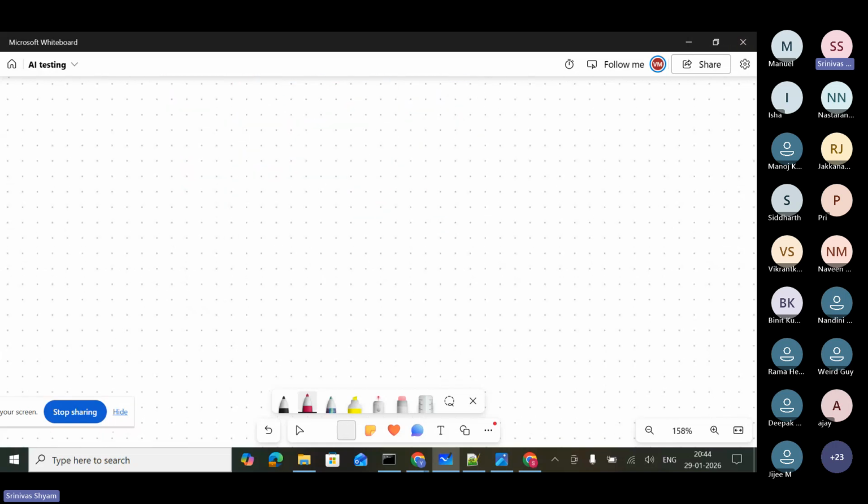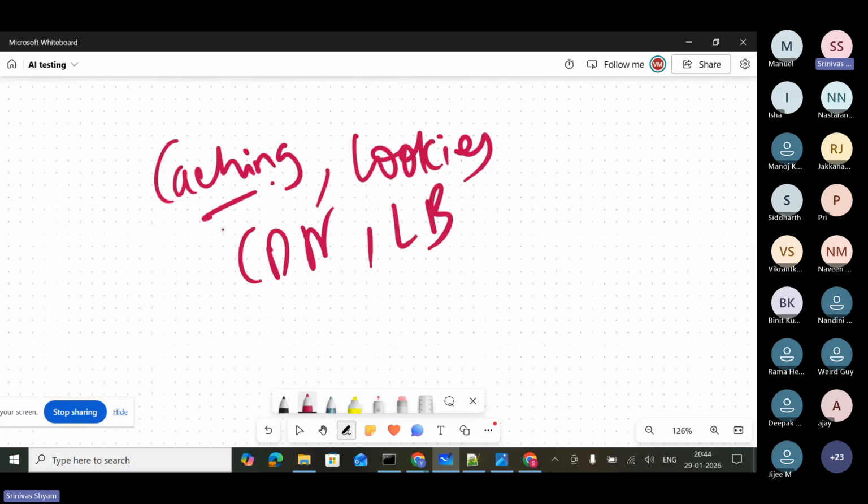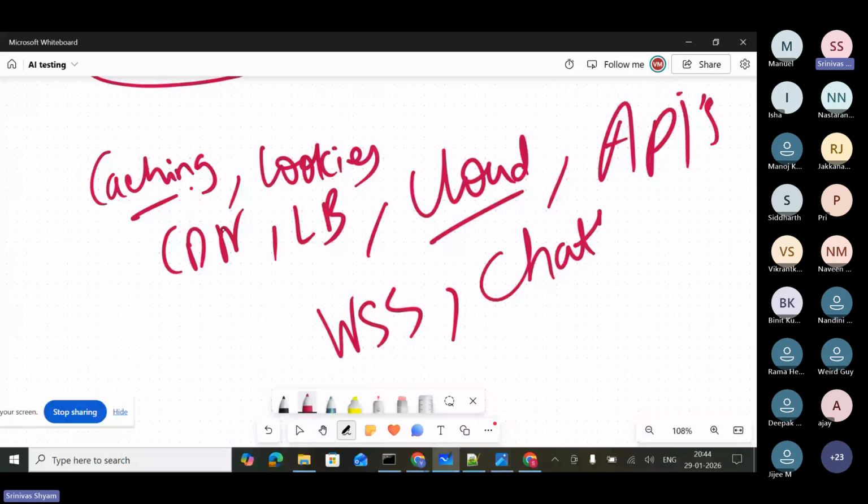For example, what is caching? People who already know it, it's good and well. But for those who are really new to these things, we will be revisiting all this: caching, cookies, what's a CDN, what's a load balancer, and what do we mean by cloud. For those who are new to it, what do we mean by APIs, what do we mean by WebSockets? What do we mean by this chatbot having a specific type of communication? That we will see. This WebSocket and all comes in there.